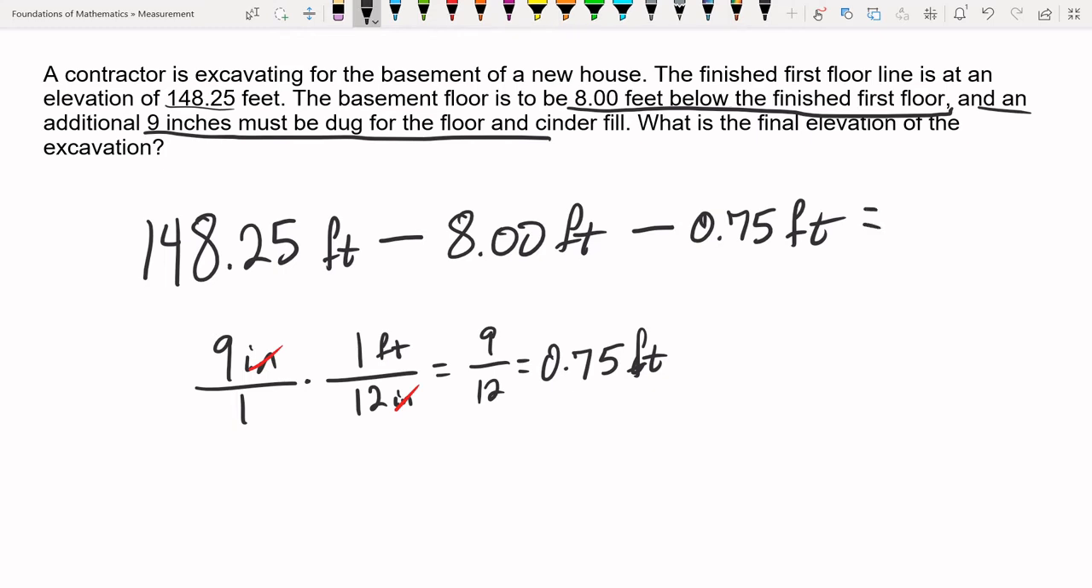So doing the subtraction gives us 148.25 minus 8 minus 0.75, which is 139.5. I'm going to add an extra 0 on the end because all of these numbers have 2 decimal places, so I'm keeping it the same kind of number. That gives us 139.50 feet. That's what the final elevation of the excavation is going to end up being.